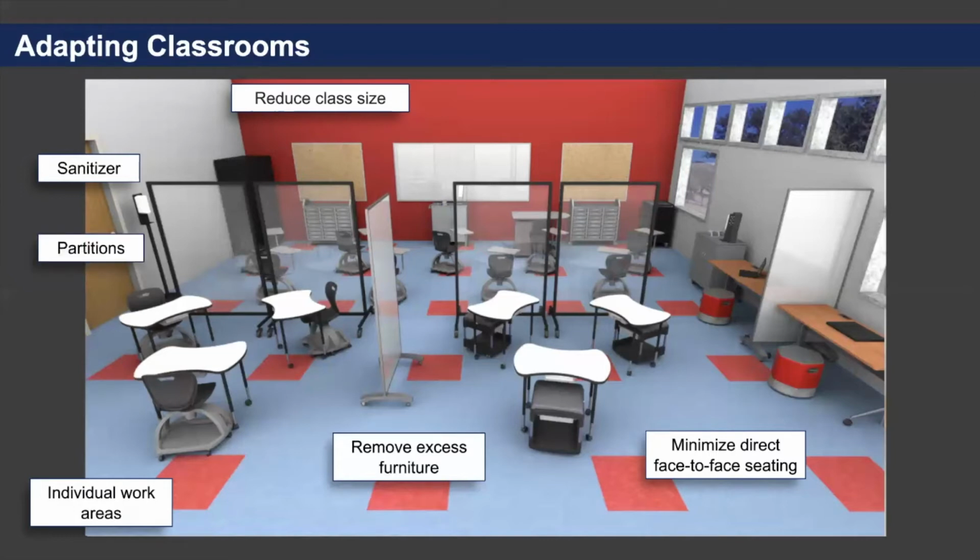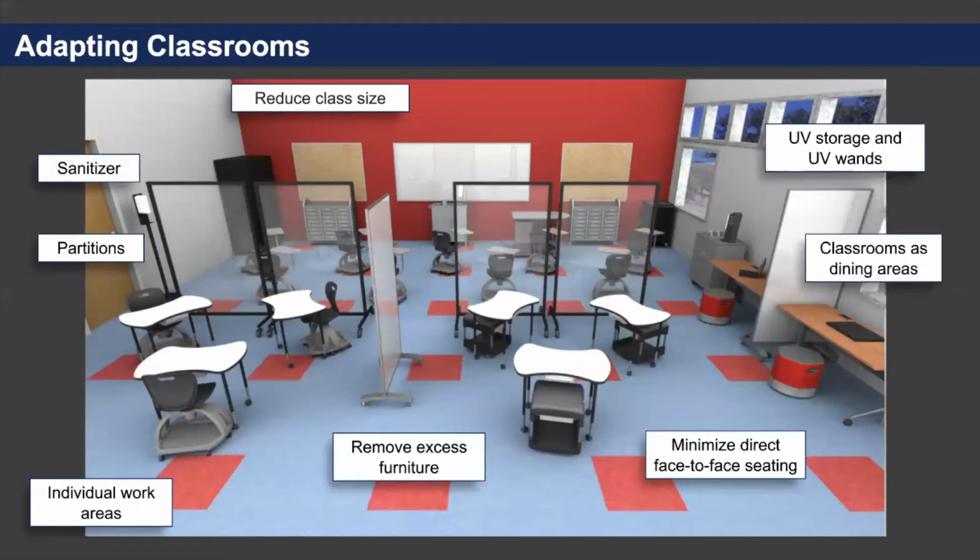Consider partitions to reduce close personal contact. Clear partitions allow teachers to create sections while still being able to see all the students in the classroom. Opaque dividers are good when you want to reduce distractions between groups. You might want to consider UV storage and UV wands to sanitize shared items.